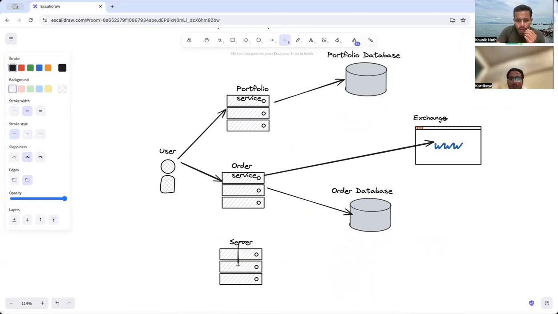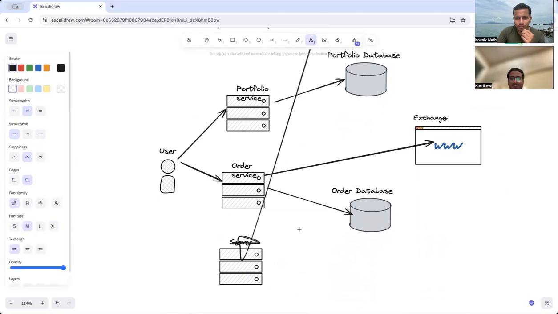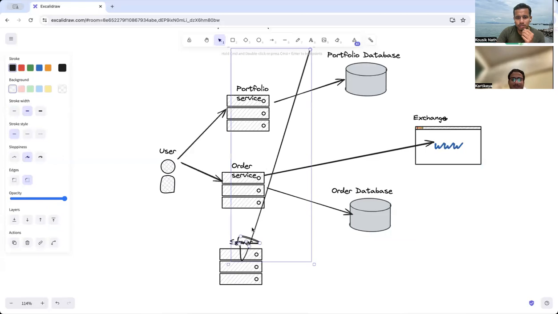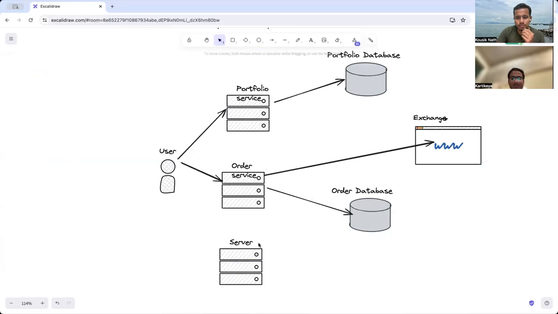Why is this arrow coming here? No idea. You can undo it, right? Just undo it or delete it. Trying to undo what? Yeah, just click on this and click delete.